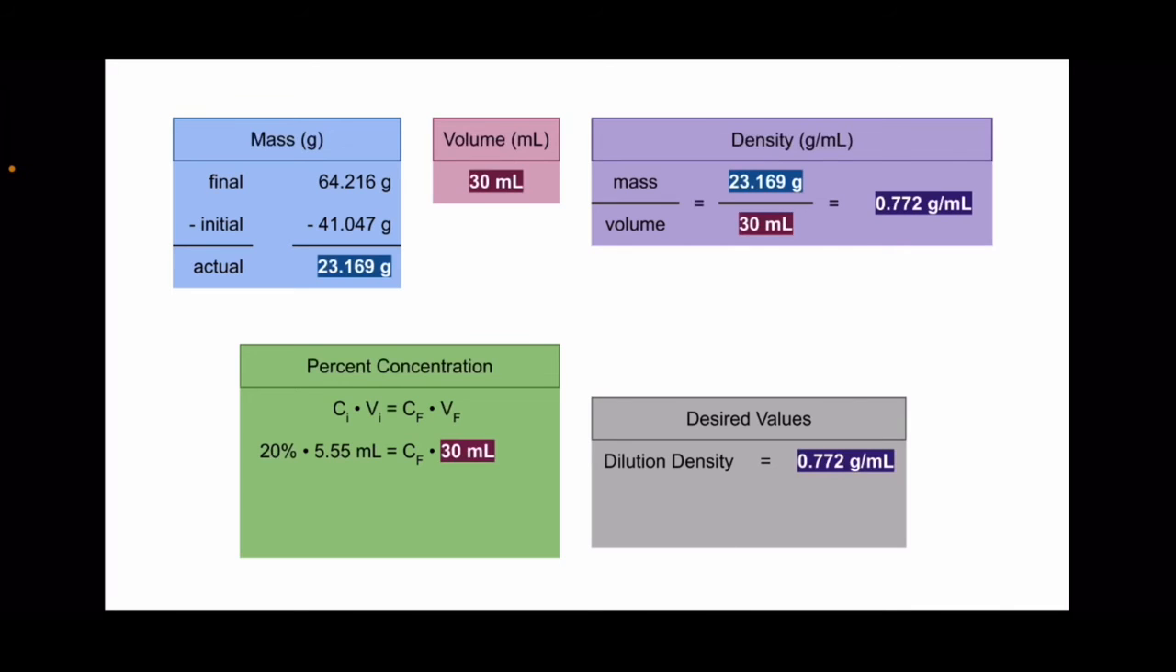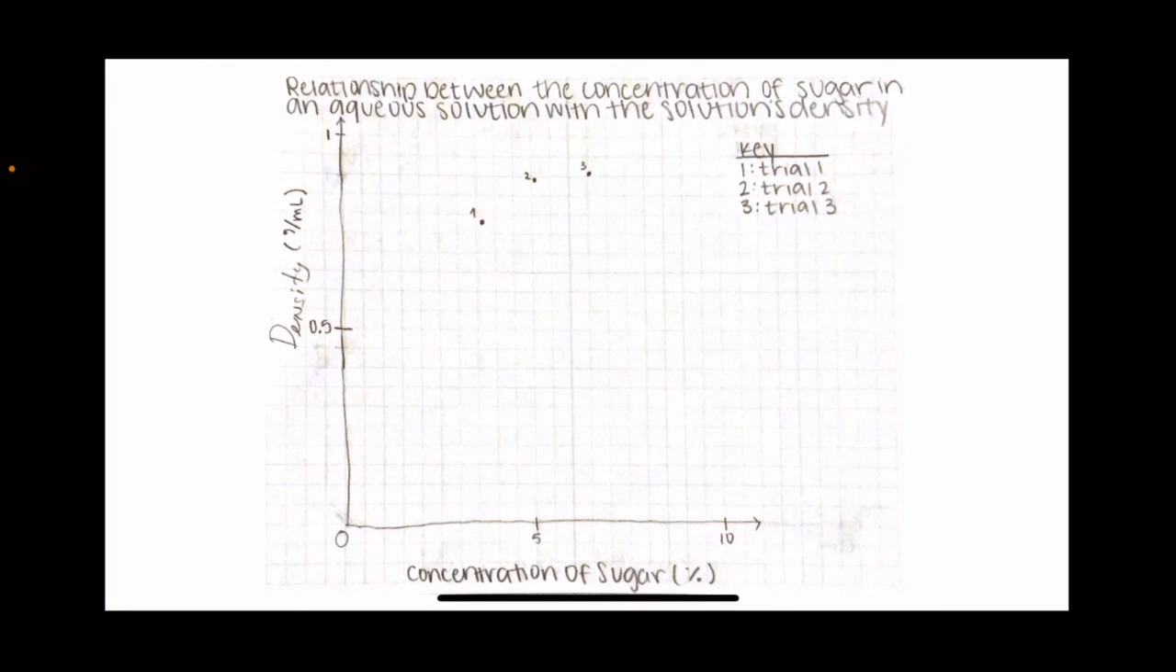Next, we moved on to calculating the percent concentration. We multiplied on the left side of the equation and divided both sides by 30 to obtain our final percent concentration of the diluted solution. After obtaining density and percent concentration, we plotted these values onto a graph, which shows the relationship between the concentration of sugar in an aqueous solution with the solution's density.